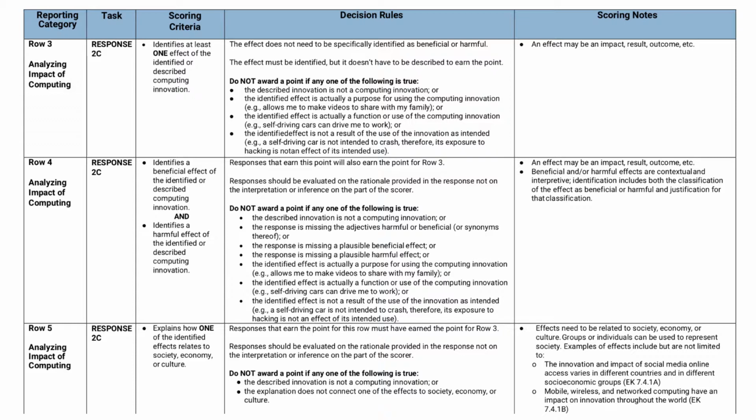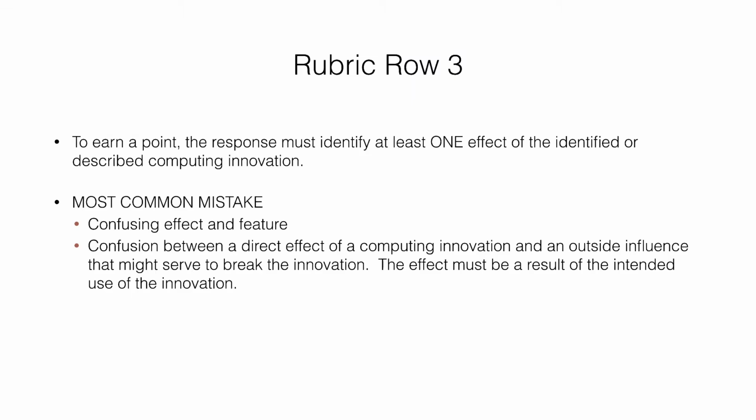So if you want to get all 3 points, so 3, 4, and 5, you need to identify a beneficial effect, you need to identify a harmful effect, and you need to talk about how one of those effects relates to society, economy, or culture.